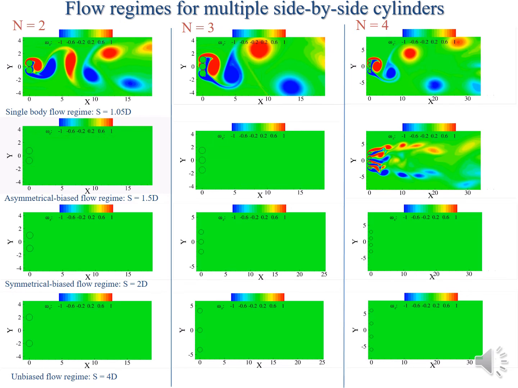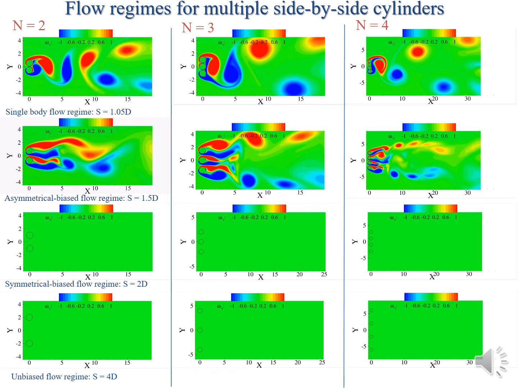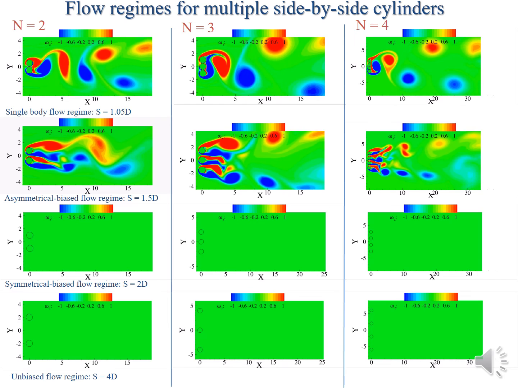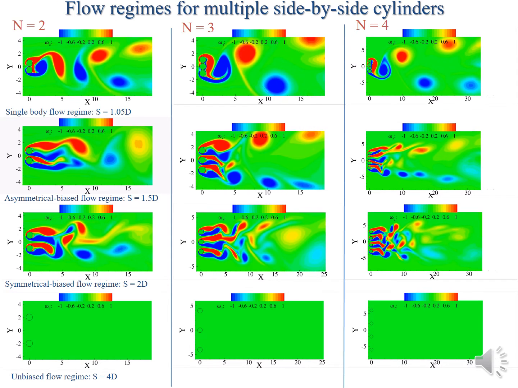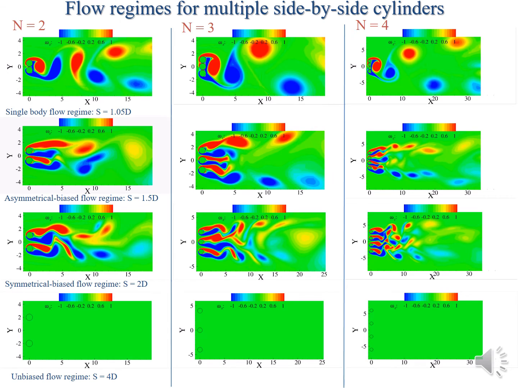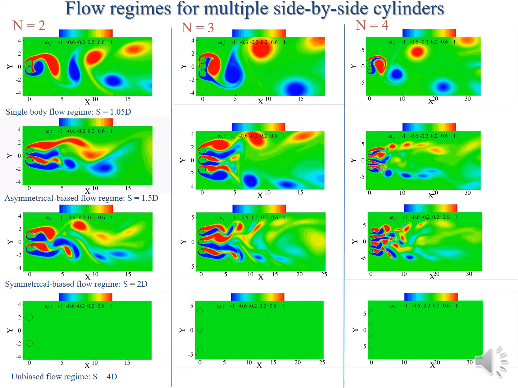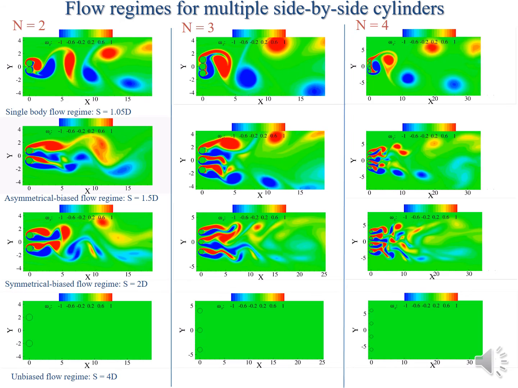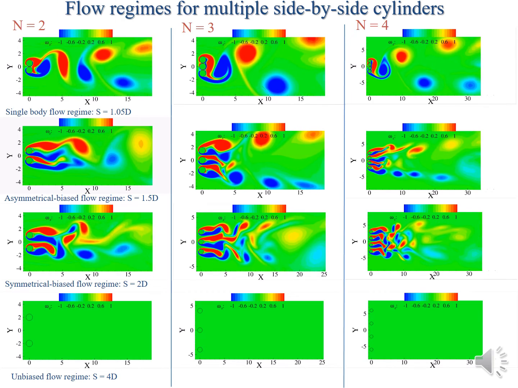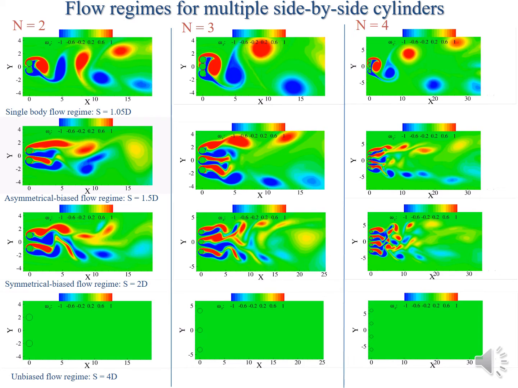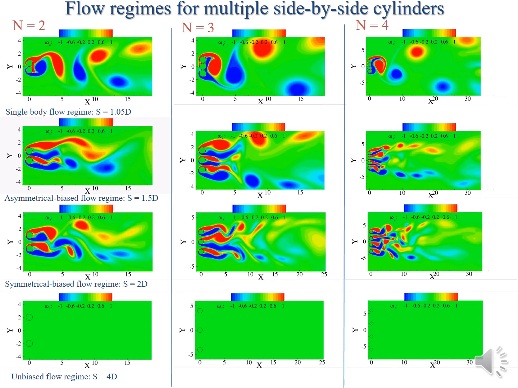There is a deflection of the wake, all along, towards one side or the other. So that is the asymmetrical biased flow regime. And then if we look at the symmetrically biased flow regime, we find that the wake is deflected almost equally in both sides. And that is true as you increase the number of cylinders in the configuration.